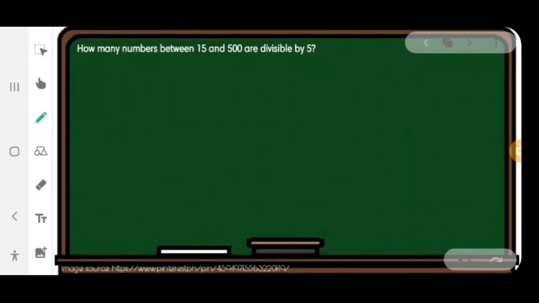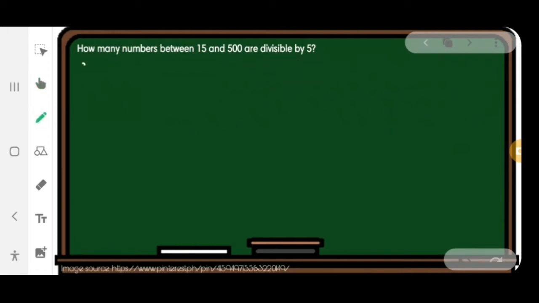The first problem is, how many numbers between 15 and 500 are divisible by 5? Now, when we say divisible by 5, you can divide a number by 5 without any remainder. Now, take note of the given conditions. The numbers are between 15 and 500, and they should be divisible by 5.